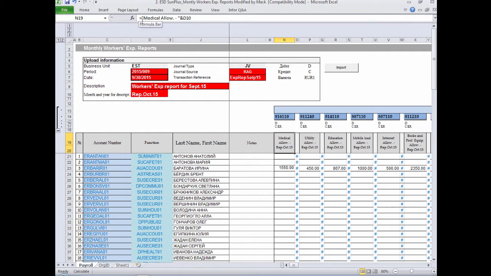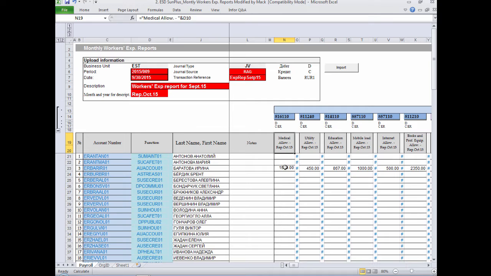So we have medical allowance concatenated with D10. Right here you could see what it is. He's typed it out in quotes, medical allowance dash and D10, putting the two together. That's going to be the description on the transaction, so that needs to be within the size of the description field and the ledger entry description field. So he's done this all the way across.